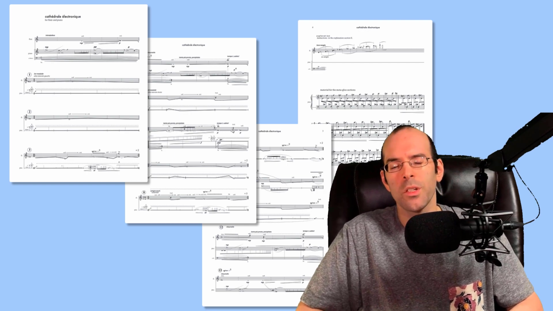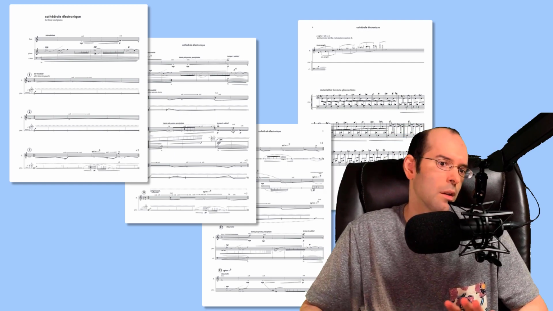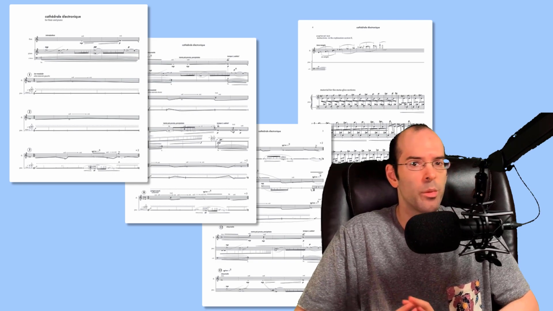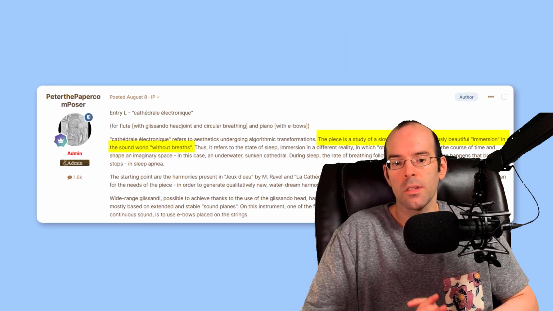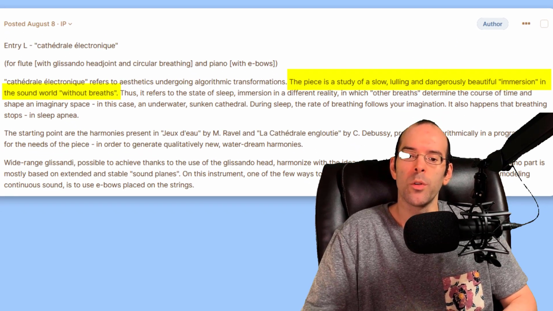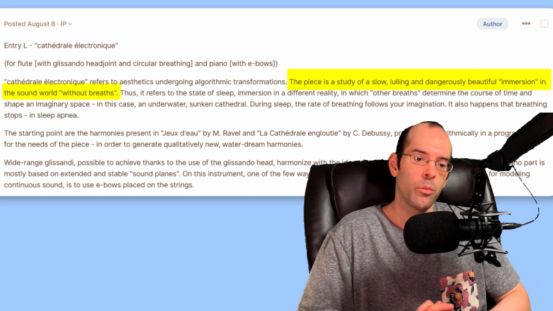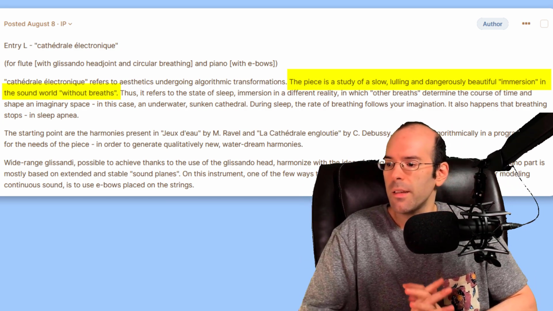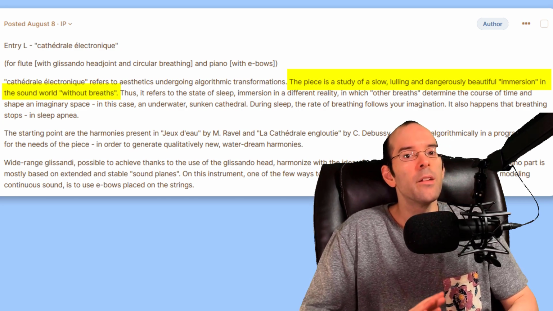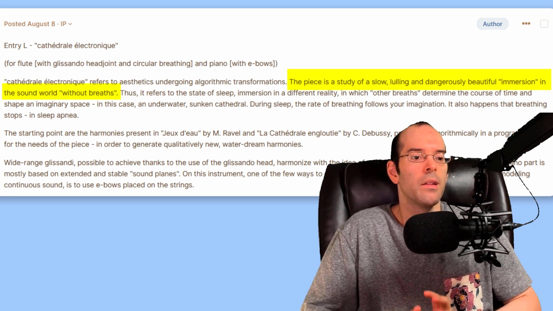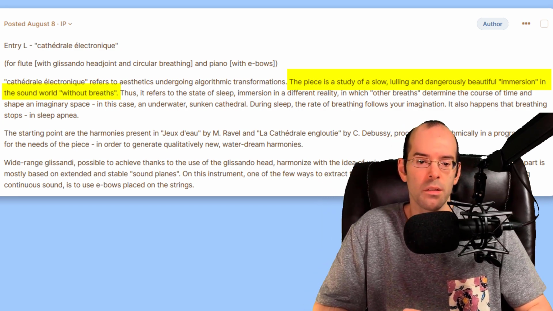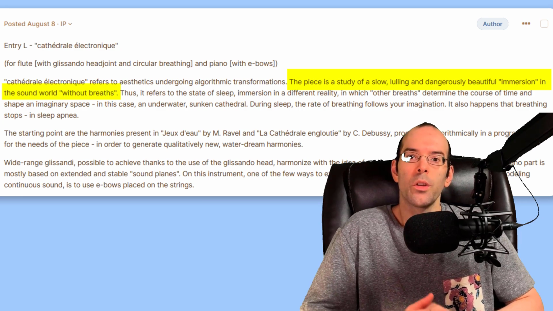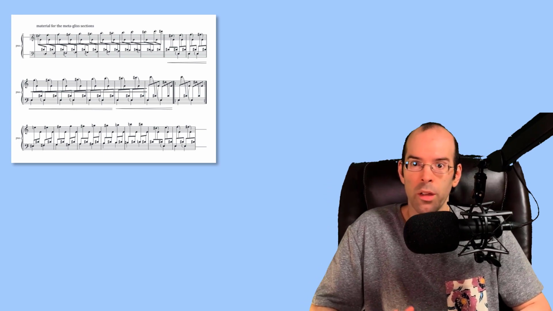But coming from the composer himself, he said that this composition was based on algorithmic transformations. The piece is a study of a slow, lulling, and dangerously beautiful immersion in the sound world without breaths. But this piece can easily represent a state of unease, and in my opinion, it's the ending of this piece that stood out the most for me. Because around this section here is where the piano starts to become quite interesting and also very unsettling.